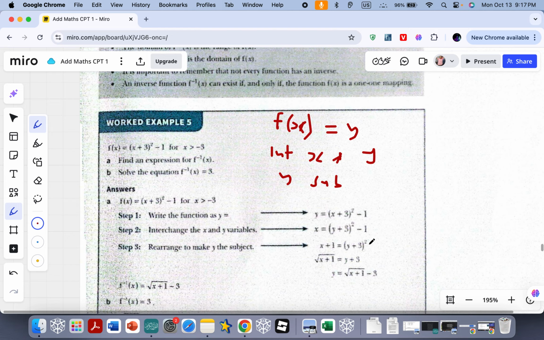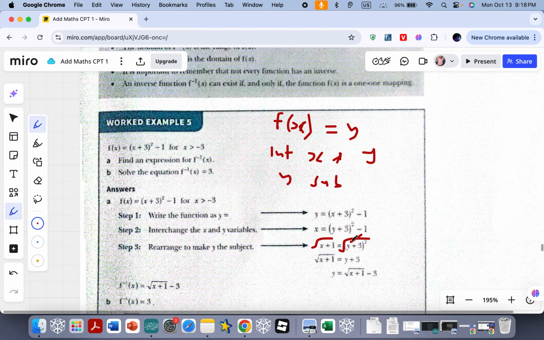So we have to eliminate the square so that we can make y the subject. To do that, you have to take the square root of both sides. If I take the square root of my right side, the square root will cancel the square. Then I take the square root of the left side also. So you see here, root of x plus 1. The square root will cancel the square, so you now have only y plus 3.